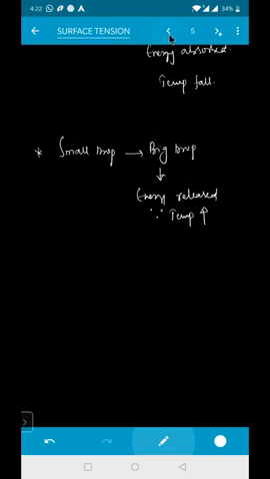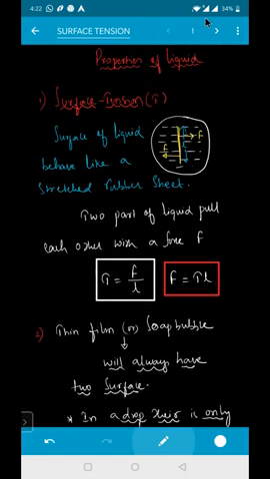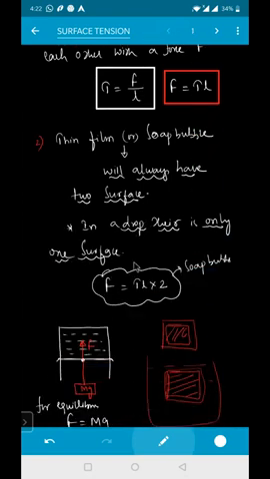Okay. So this was a little introduction to surface tension. I hope you got a rough idea of surface tension. So what is surface tension? Surface tension is force per unit length, or F = T × L. The soap bubble always has two surfaces, and the liquid drop always has only one surface.